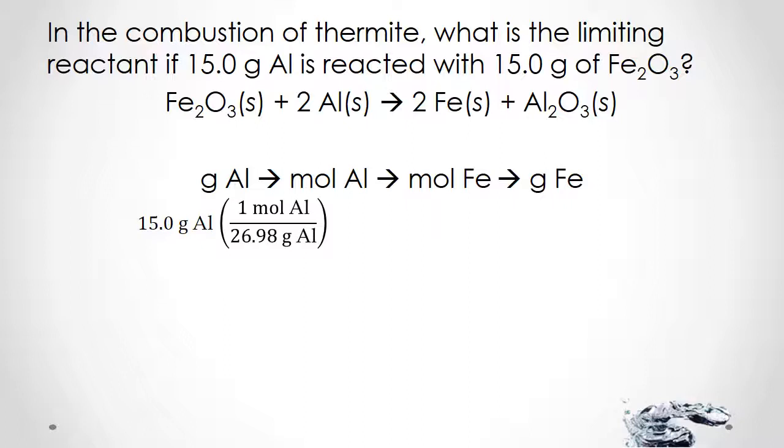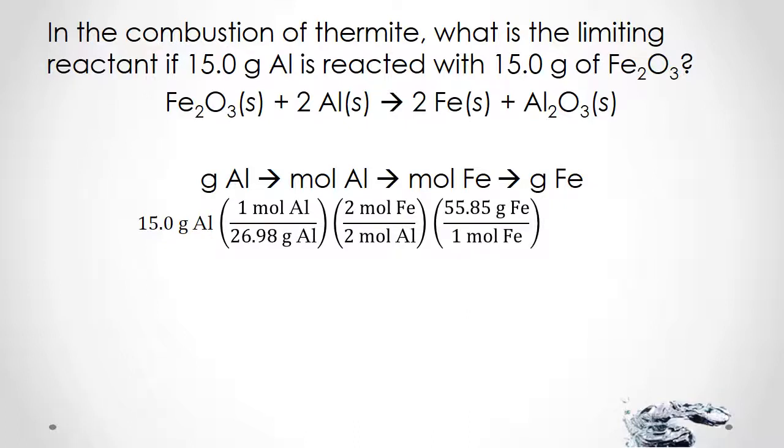Then we'll use our conversion factor. From our equation, 2 moles of aluminum makes 2 moles of iron. So 2 moles of iron goes on top, 2 moles of aluminum goes on bottom, and now we've converted to moles of iron. The last step of the conversion is to multiply by the molar mass of iron, which is 55.85 grams of iron divided by 1 mole. When we go through and do this, we're going to end up with 31.1 grams of iron produced.